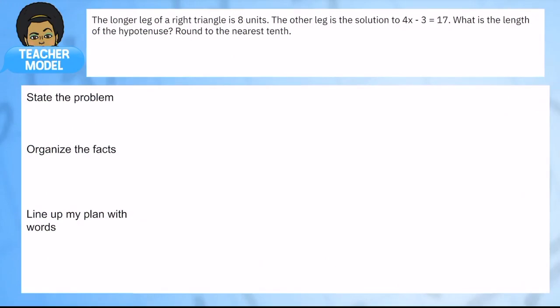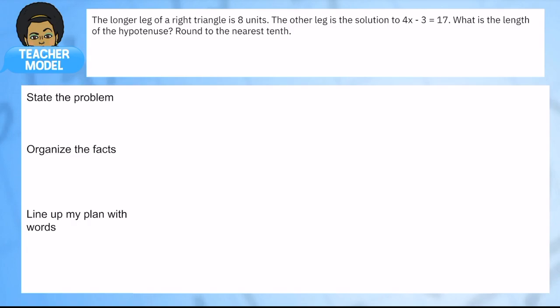We have 2 word problems today and they're getting a little bit spicier. So let's jump into the first one. The longer leg of a right triangle is 8 units. The other leg is the solution to 4x minus 3 equals 17. That solution is going to be important in our definition for this problem. What is the length of the hypotenuse?